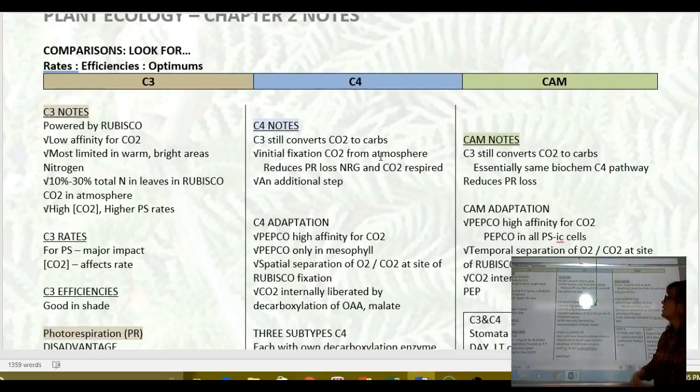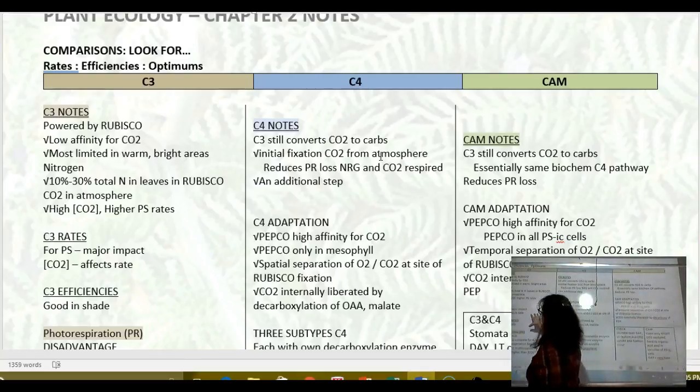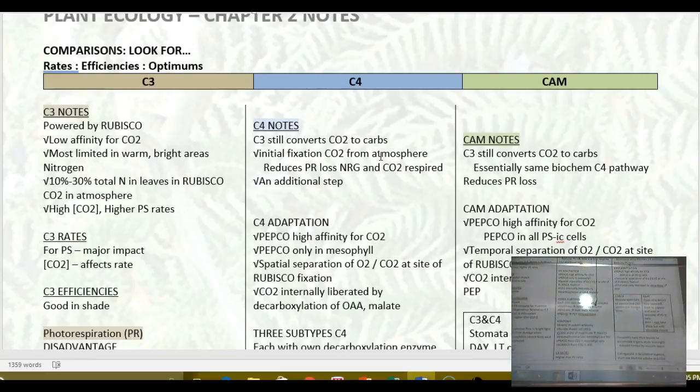We've got some C3 notes, C4 notes, and CAM notes. Here are our rates, efficiencies, and photorespiration disadvantage, and I think it goes down to advantages and then optimums down below. I'm keeping the font big. We're just going to make some across-the-table comparisons. Let's look at this together. So what we've learned about C3 and what we've learned about C4 and CAM.